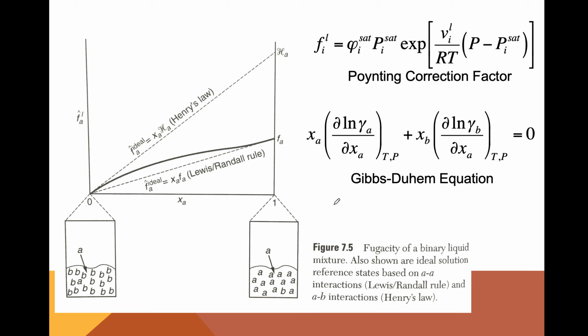Okay, in this figure, we have the fugacity of a binary liquid mixture. Also shown are ideal solution reference states based on AA interaction, Lewis-Randall rule, and AB interaction, Henry's law. So this is the equation to correlate the behavior, and this is the Gibbs-Duhem equation to give another relation in regards to the fugacity of a binary liquid mixture, whereby it can describe the interaction between A and B.